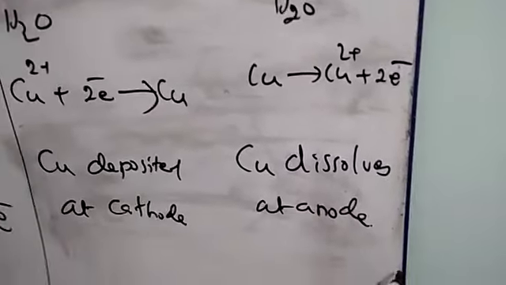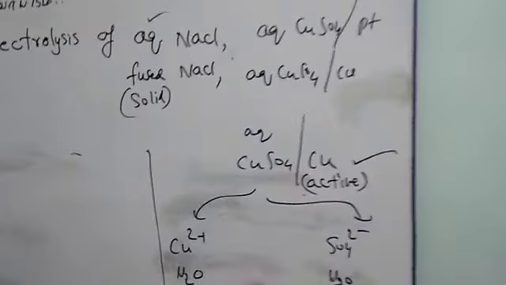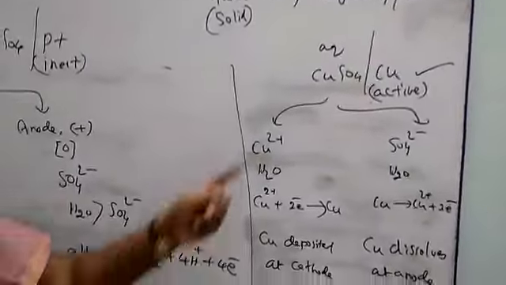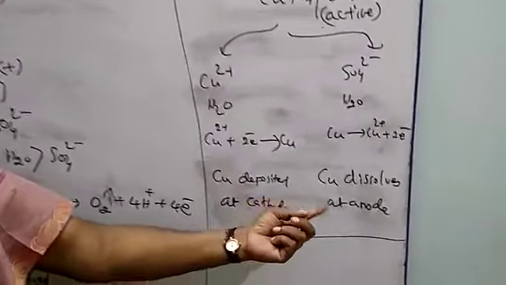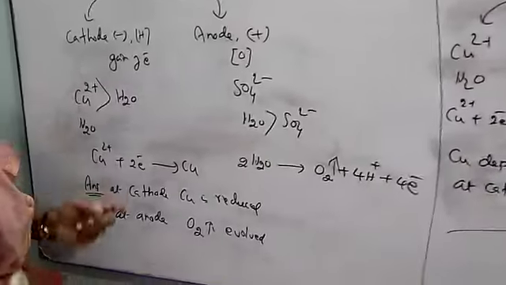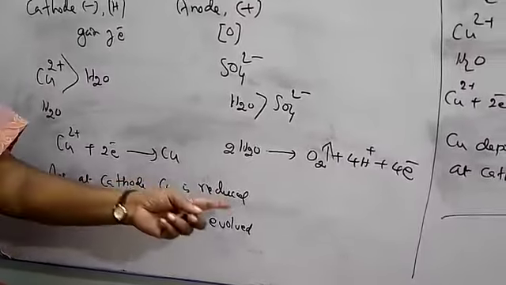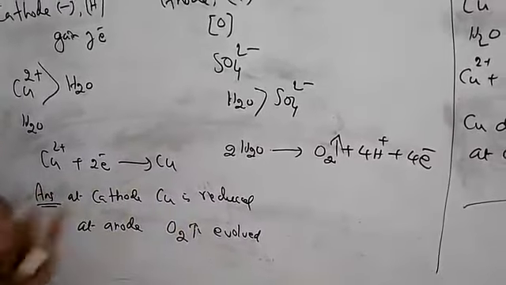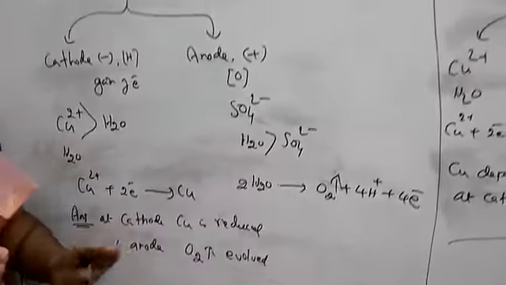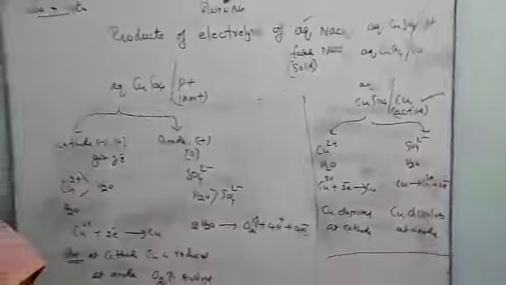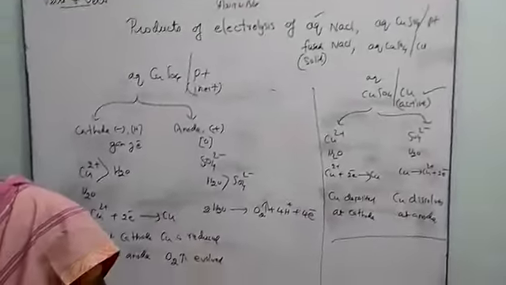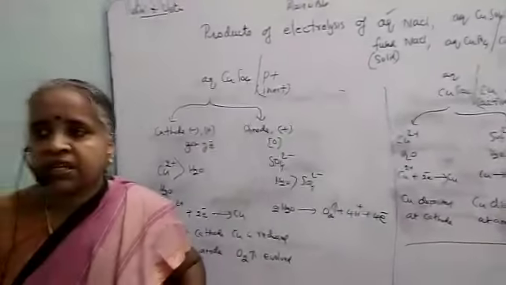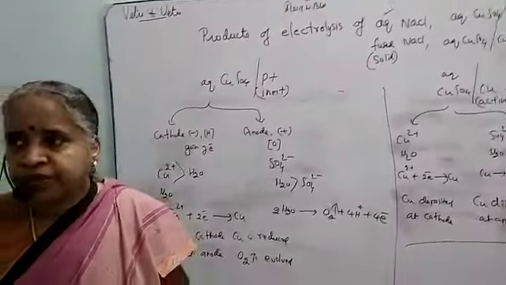So with that we are completing in what way the electrodes have a role with the products. Active means copper is deposited and copper dissolves. If it is inert, at the cathode copper is reduced, and we can call it a deposit, whereas at the anode oxygen is evolved. So I am concluding that electrolysis depends upon the dilution as well as the nature of the electrode. Thank you, children.